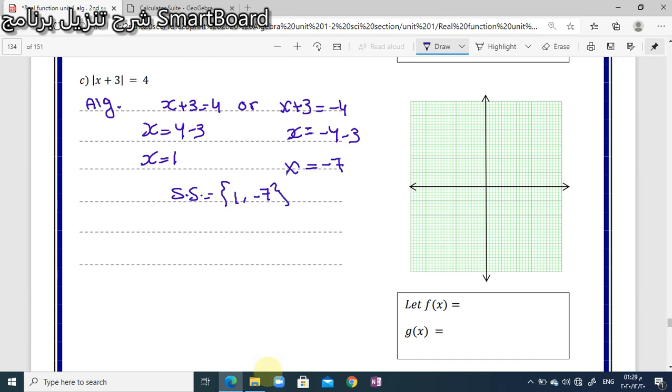To draw this function, absolute x plus 3, and the second one is 4. The vertex is negative 3, 0. And the second one, g of x equals 4, is a straight line parallel to the x-axis. So the vertex is negative 3, 0. Move 1 to the right and 1 to the left and draw the function.